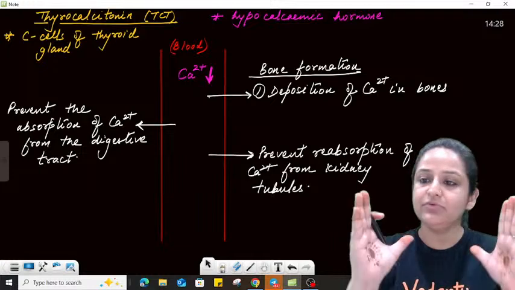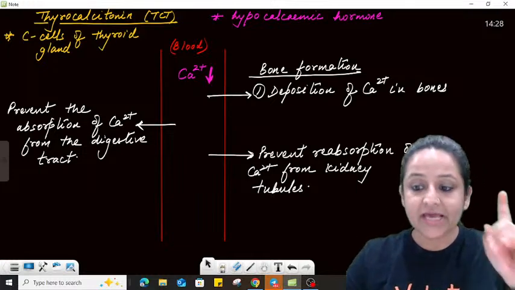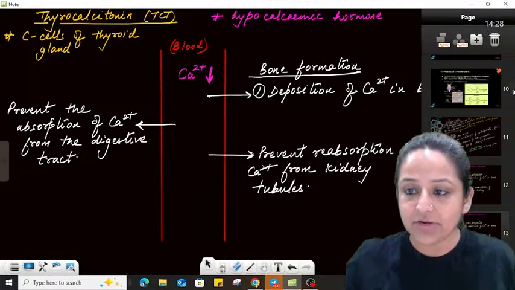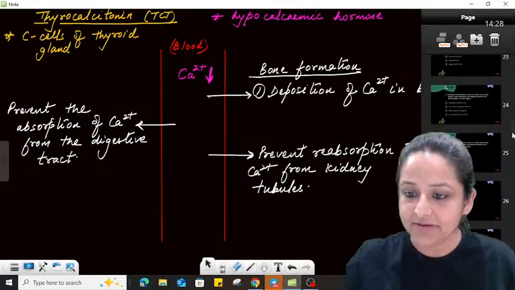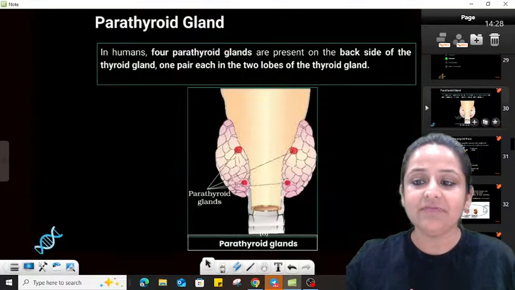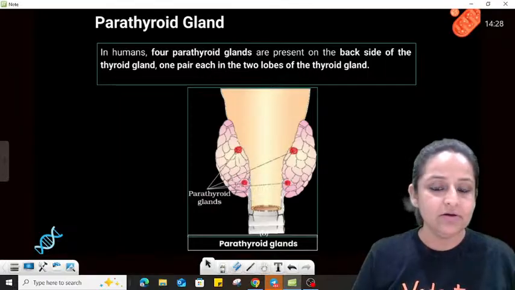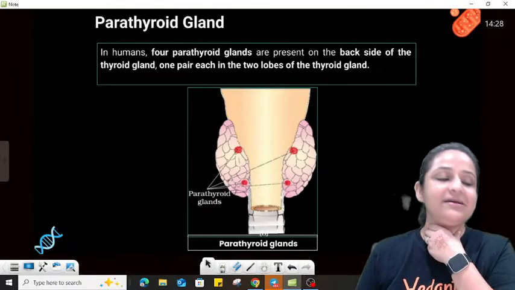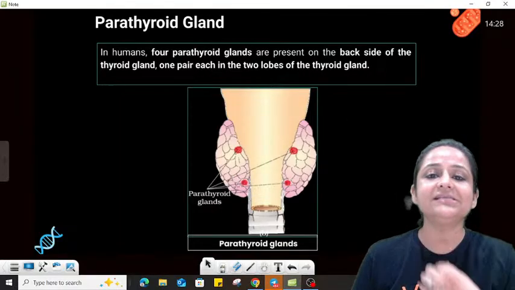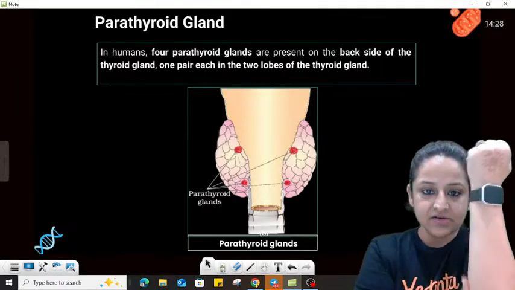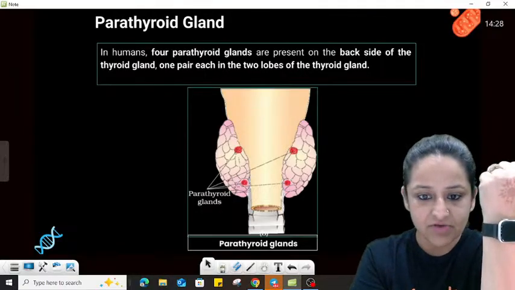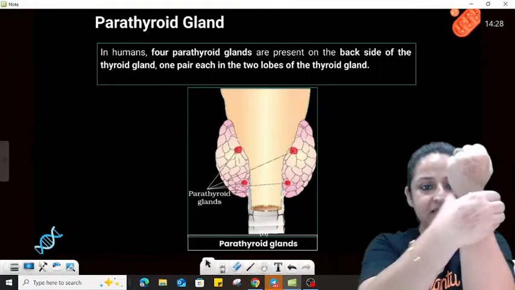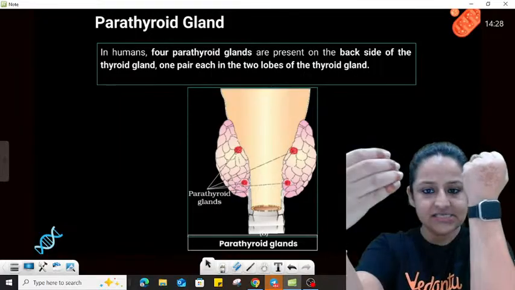So this is about the thyroid gland. Now, associated along with the thyroid gland, there is one more gland present that is called the parathyroid gland. Have a look over here. Let's say this is the front, and this is the trachea, and here the thyroid gland is present like this.